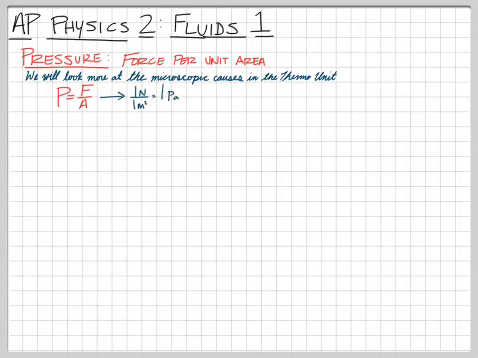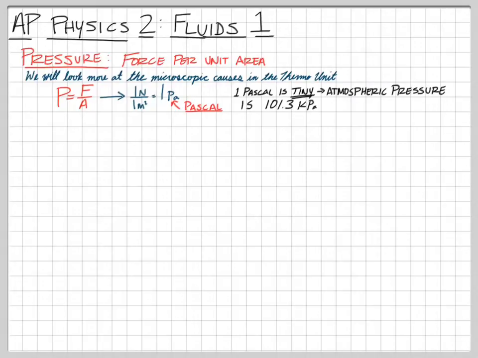Force is measured in newtons, area is measured in meters squared, and so our basic unit for pressure is the newton per meter squared. That's a Pascal. That's what a Pa is. But that is a tiny, tiny, tiny amount of pressure. 1 Pascal is small. So atmospheric pressure, what you and I are experiencing right now, at 15 pounds per square inch, is 101.3 kilopascals.